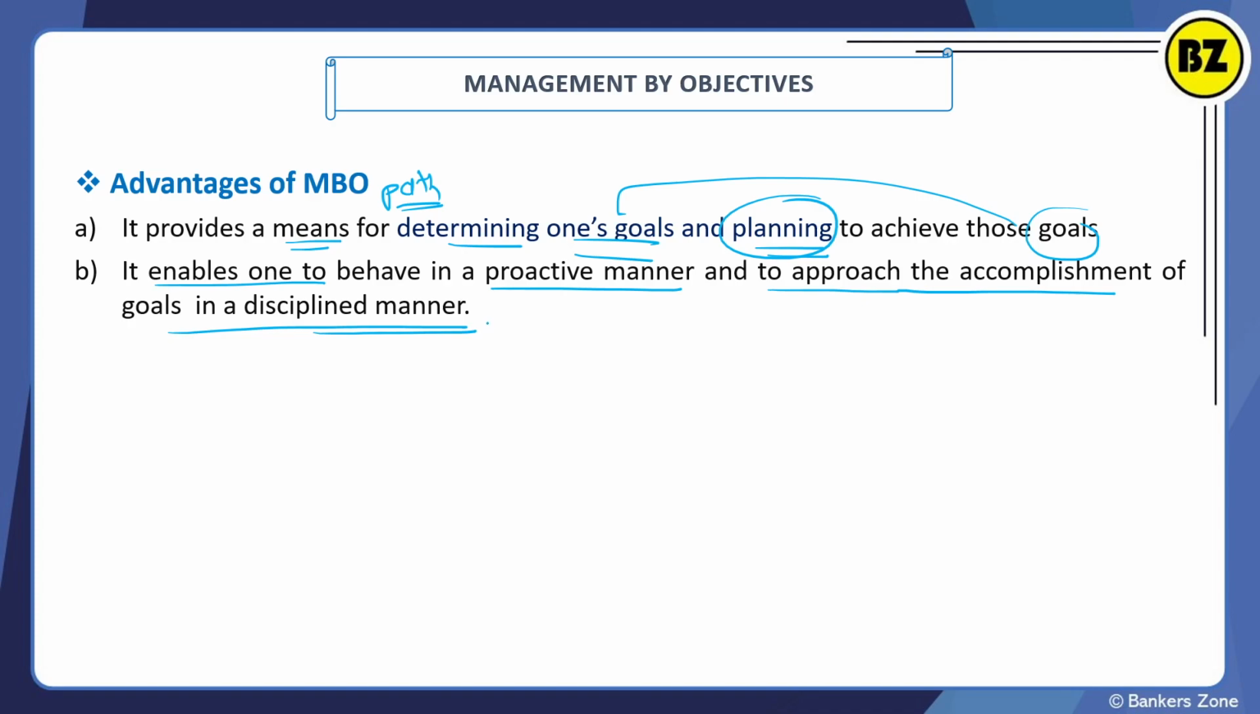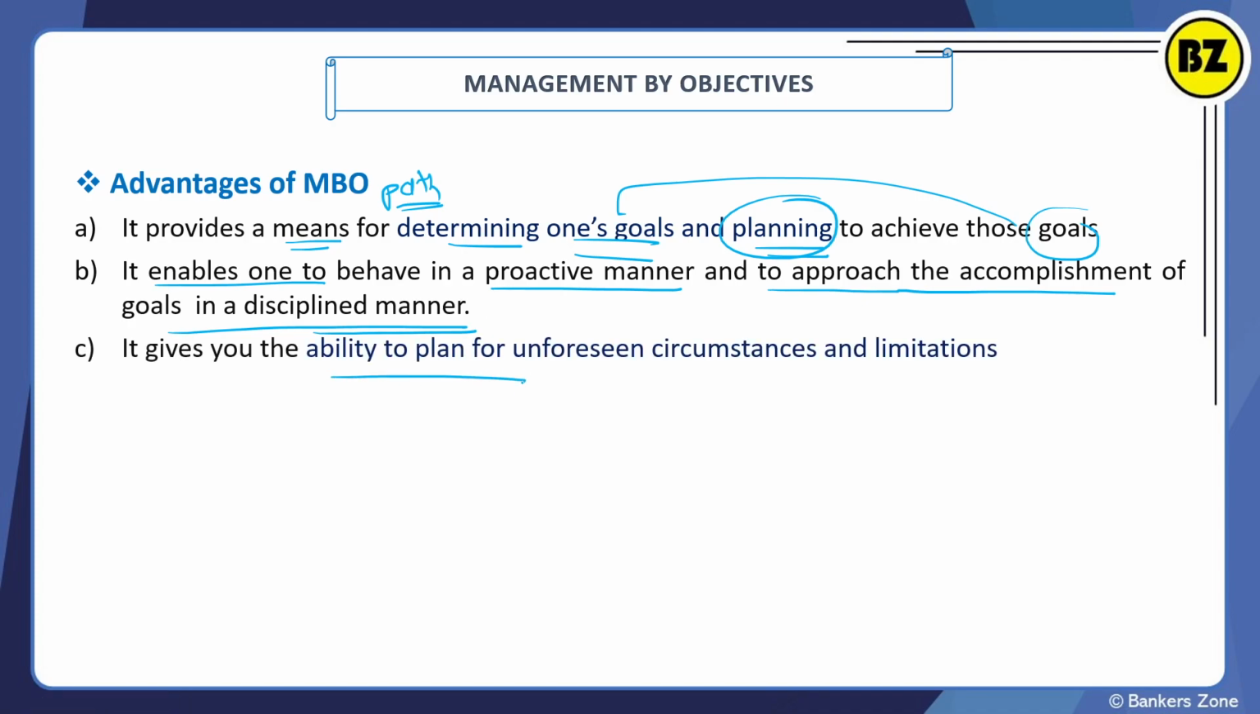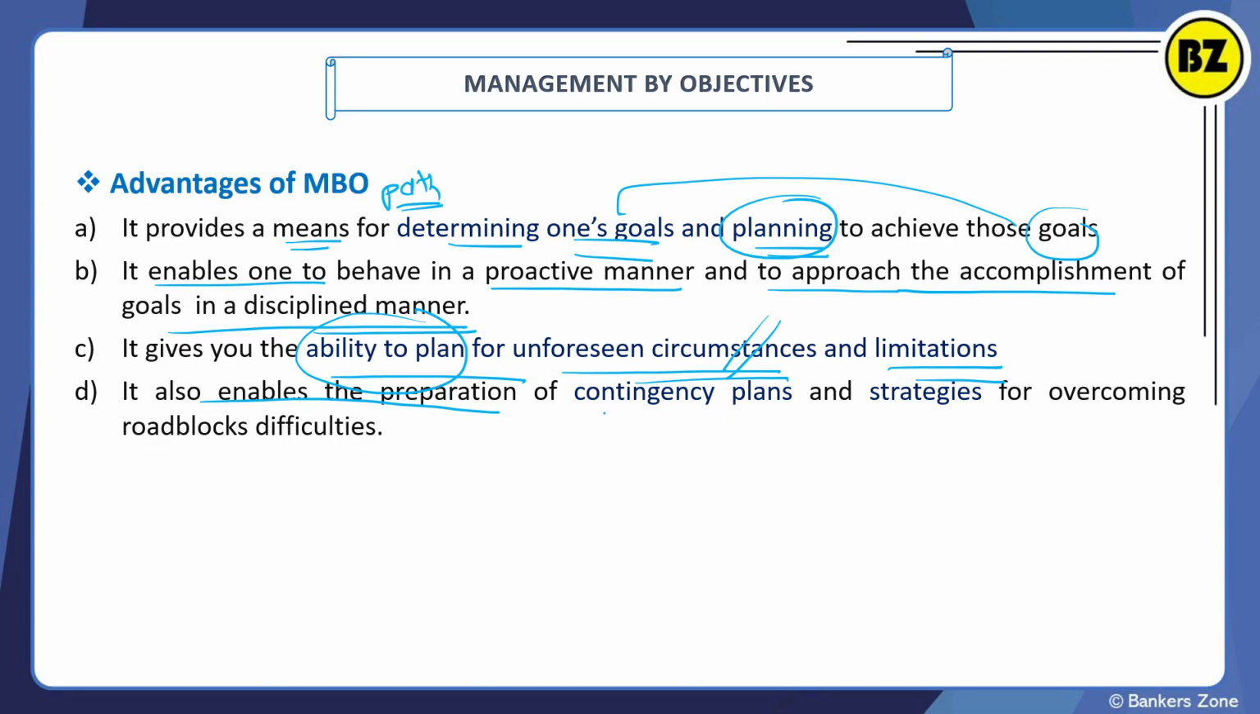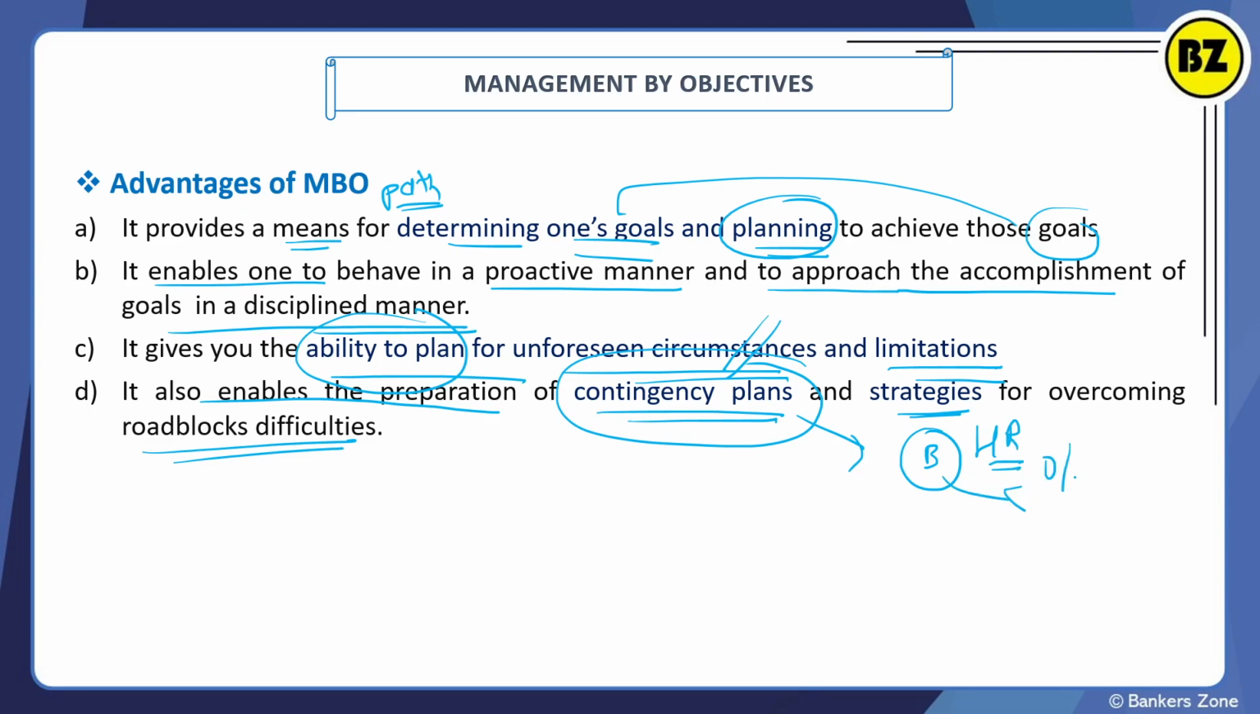So it gives you the goals and also an approach for achieving the goal in a disciplined manner, and it gives the ability to plan for unforeseen circumstances and limitations. So if you have a good MBO process, then you can plan for circumstances in the business. Then it enables the prediction of a contingency plan and strategy for overcoming roadblocks or difficulty. Contingency plan means, for example, if you are working in a branch and there is heavy rainfall, how can you go to the branch? How can you open the branch, serve the customers, and run the branch in the heavy rainfall? That is the contingency plan you should have, right? And strategies for overcoming the difficulty you may face in the business can be achieved by way of MBO.